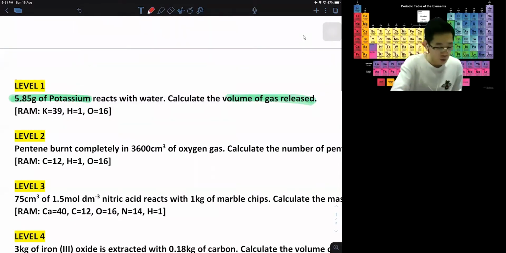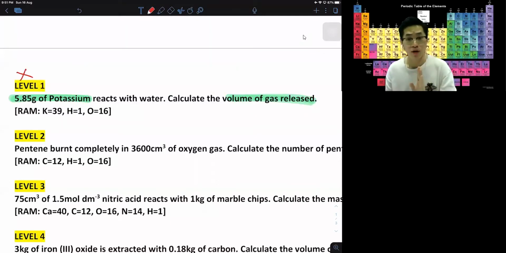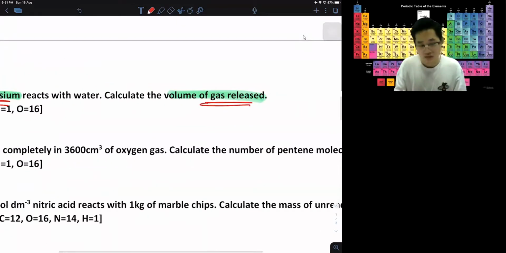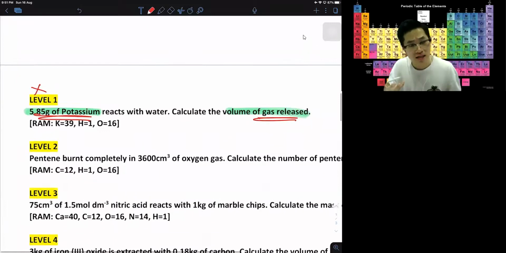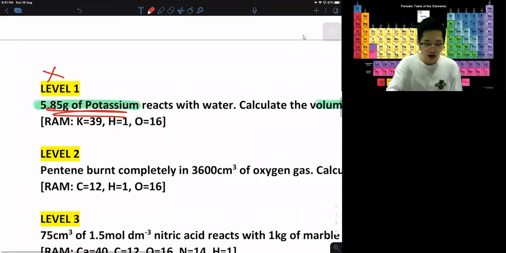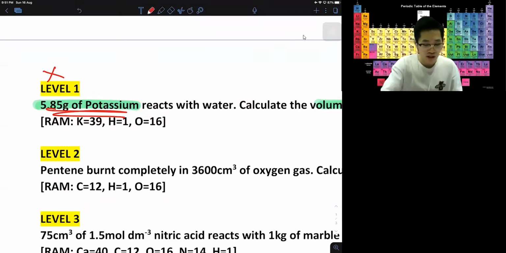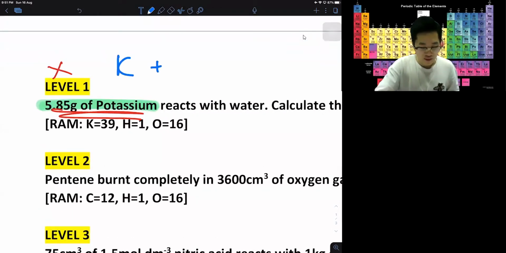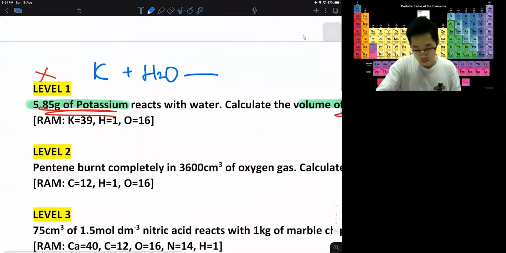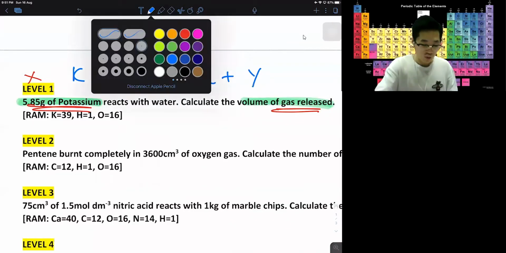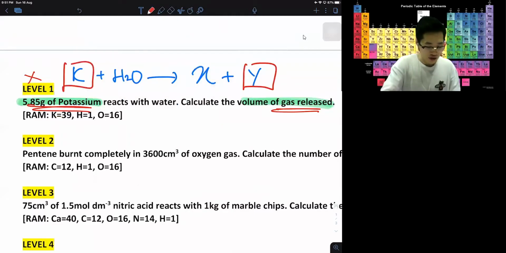Obviously, no. This is not a normal question because they gave me potassium and they want me to find gas release. Is potassium a gas? Obviously, no. They want me to find, after it reacts with water, it produces certain gas. So what you have to do is, this is your homework. Potassium is K, water is H2O. What are the products that are going to form? X and Y, I don't know. Let's say Y is the gas, and this is potassium.